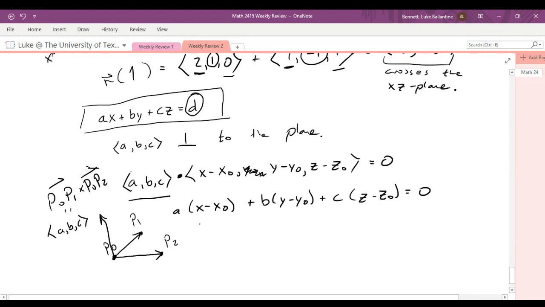So I guess I'm going to stop it right there. I'll pull some examples about planes next time. But I'm going to end it right there.